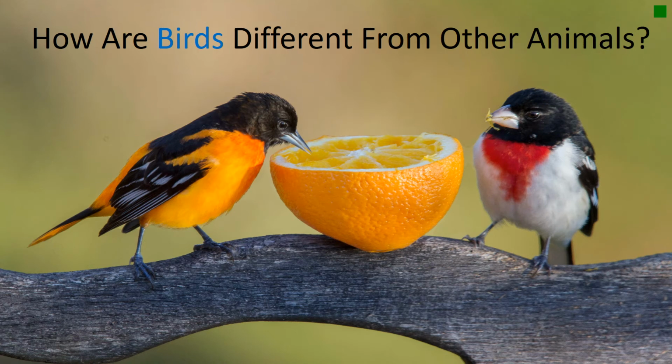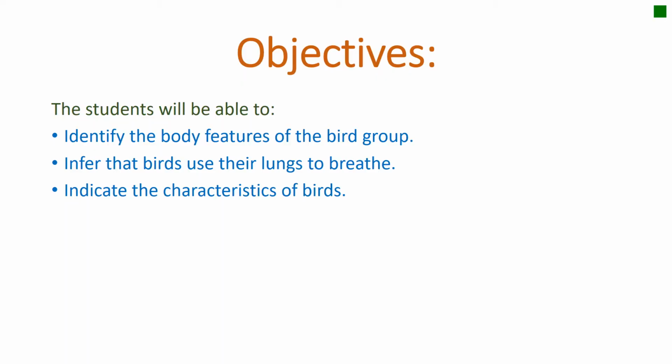In this video, we are going to revise the objectives covered by the last week. Our lesson is about how are birds different from other animals. These are the objectives. We have to identify the body features of the bird group, and for that, birds use their lungs to breathe, indicate the characteristics of birds.